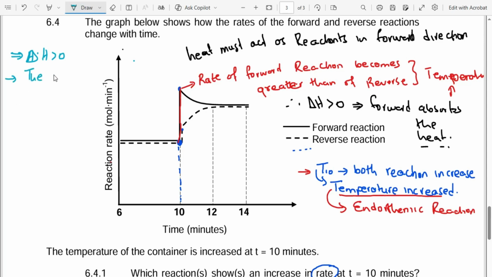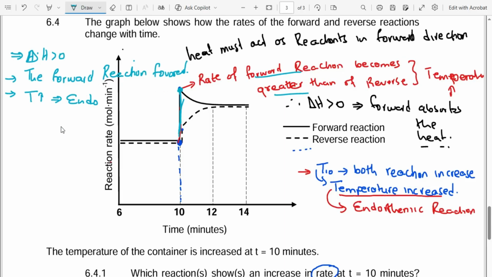The reason is that the forward reaction is favored. When I look at this, the reason that we see that the forward reaction is favored is that the forward reaction is the one that is greater than the reverse. The one that is greater is the one that is favored. So the forward reaction is favored. Right. Then what can we say about that? Temperature increased. This favors what? This favors endothermic. So this tells you that the forward reaction is endothermic.